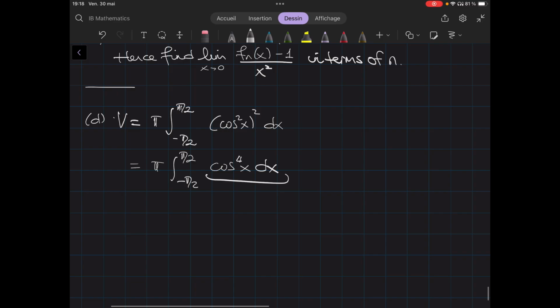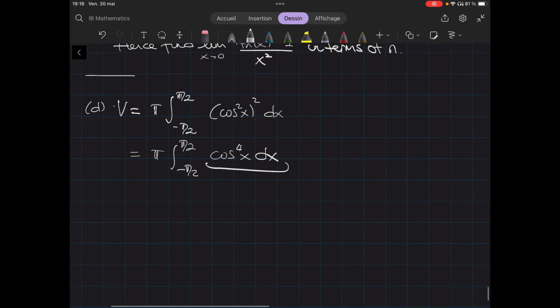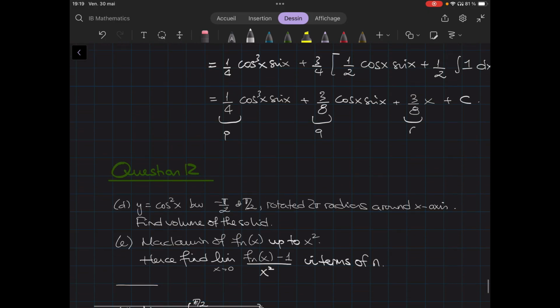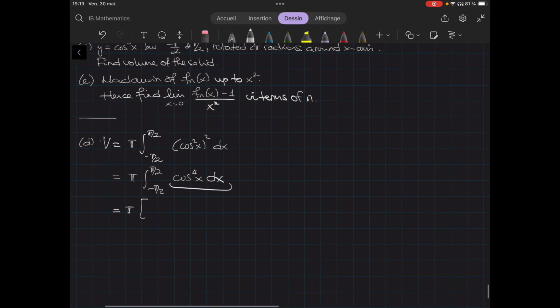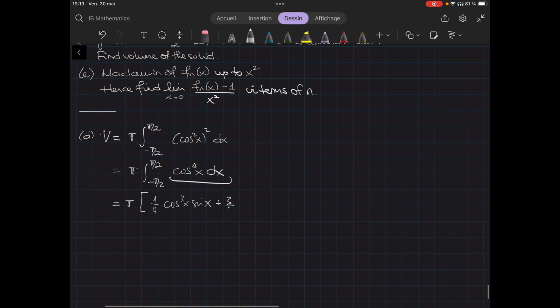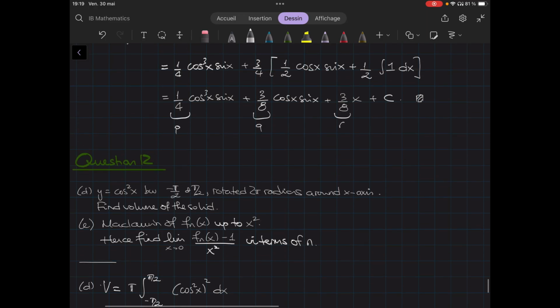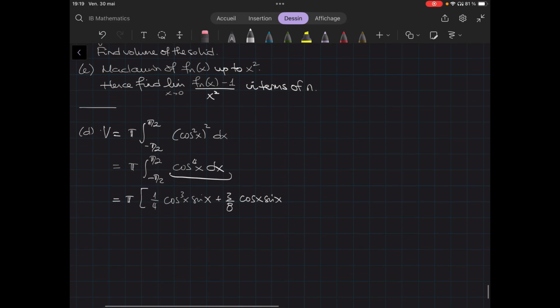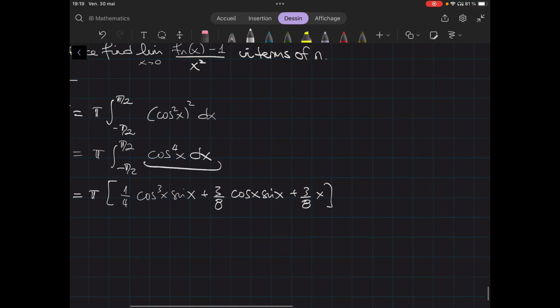Luckily, we just found this above. So all we're going to do is lift the answer from part C. So P is 1 by 4, Q is 3 by 8, and R is 3 by 8. We're going to plug in the upper bound and the lower bound.